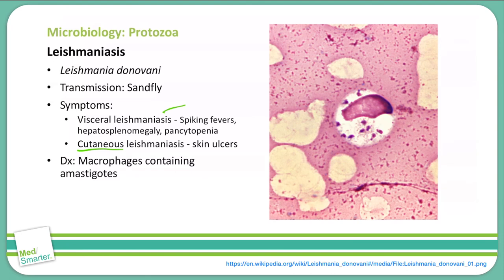To diagnose this, we can use a biopsy, where we see macrophages that will contain amastigotes. In this picture on the right, you can see in the bone marrow a macrophage that contains the amastigotes inside of it. Treatment is with amphotericin B and sodium stibogluconate.